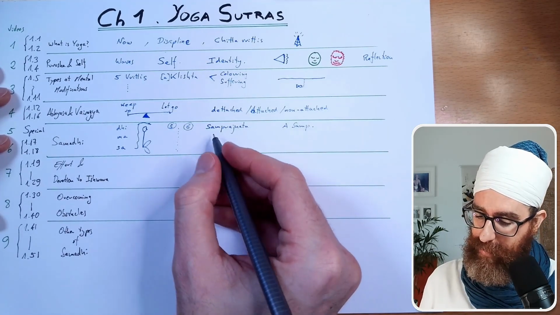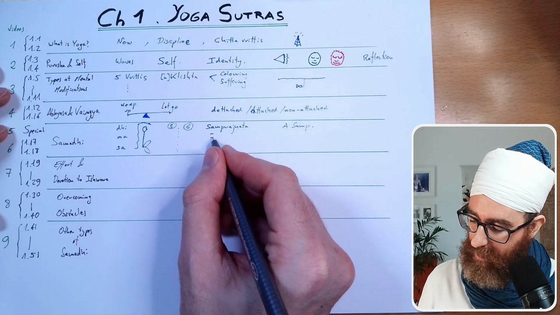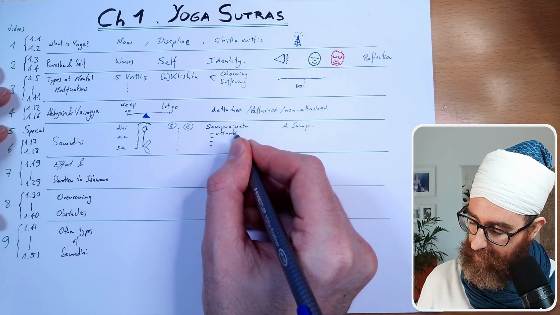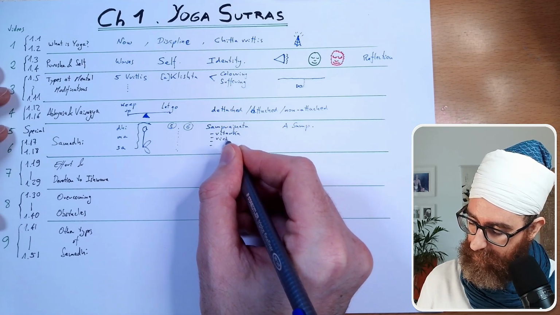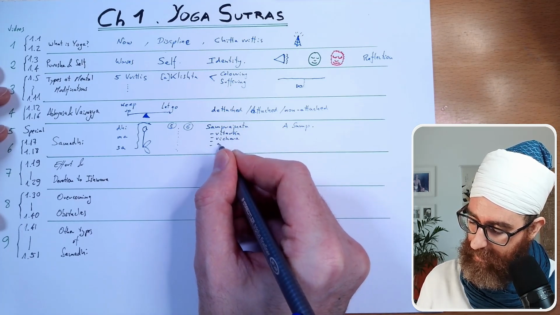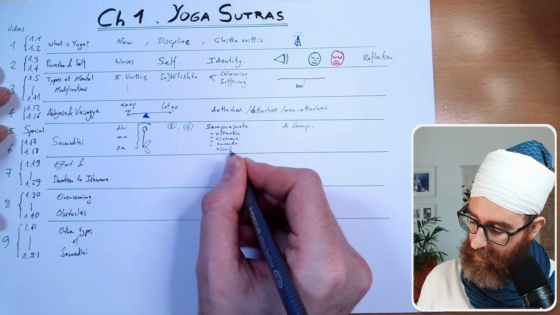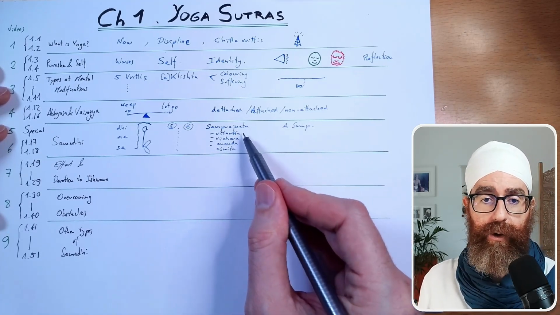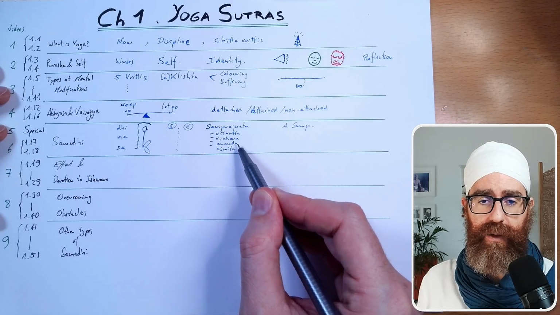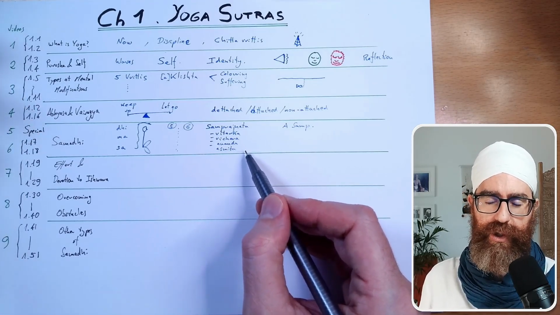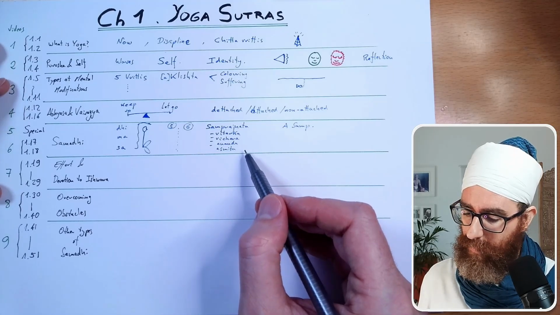And this sampragnata samadhi contains these 4 different kinds: vitarka, vichara, ananda, asmita. In relation to gross objects, subtle objects, ananda is the bliss, and asmita is the I-amness, the consciousness of self, let's say.